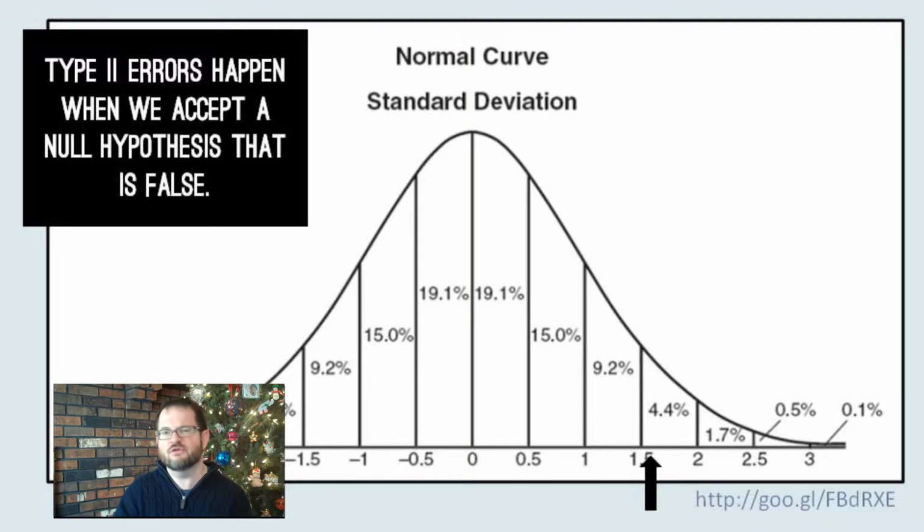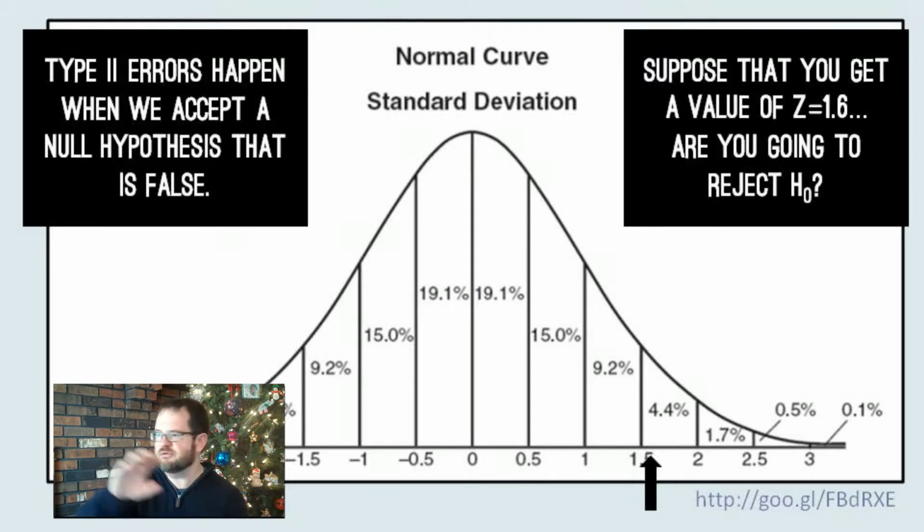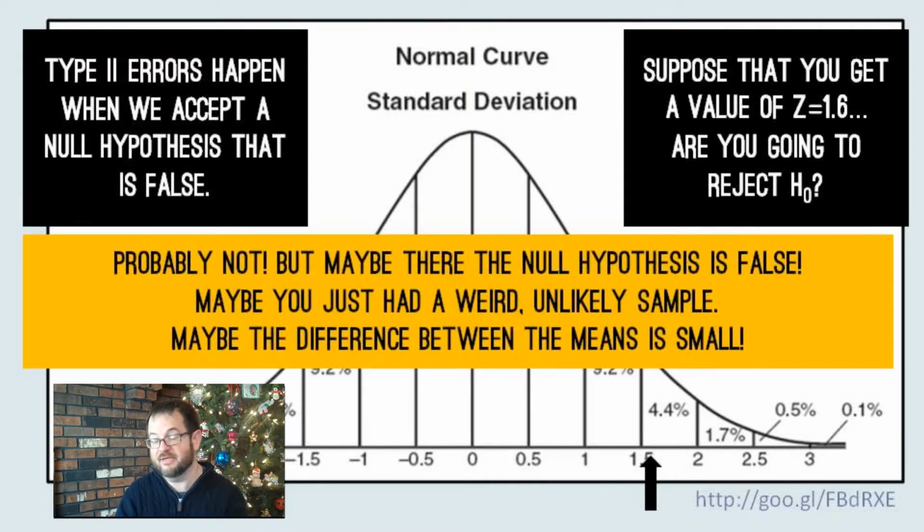Well, let's say we measured the heights of Creighton students and took their average. We measured the heights of UNO students, took their average, and came up with a value of z of 1.6. It's not really all that far out in the tail of the distribution. Are we going to reject H naught? Probably not. So we're not going to reject it.